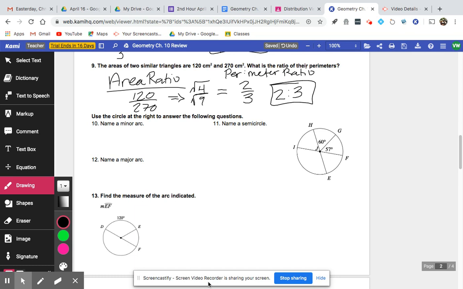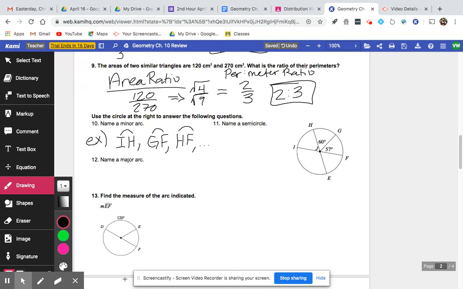Now, number 10, number 11, and number 12. There is more than one answer. I'm just going to list a few. Number 10, name a minor arc. And I'm going to write EX for example. So examples, we have IH. That could be one. Another potential answer that we could have is GF. Another answer we could have is HF. And I'm going to stop there, but know that there are more.